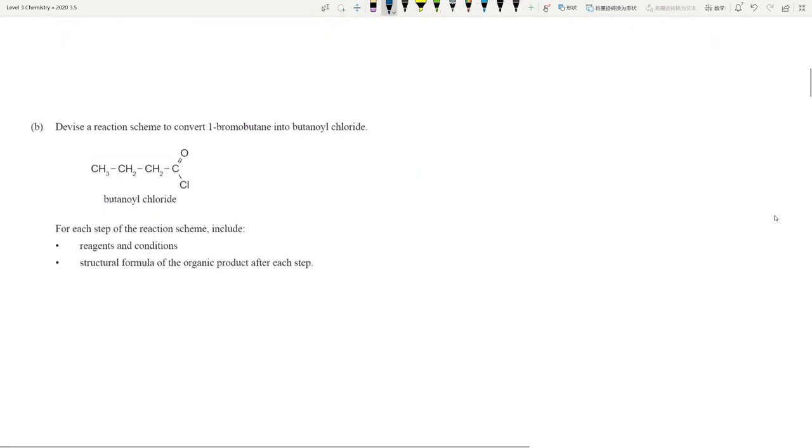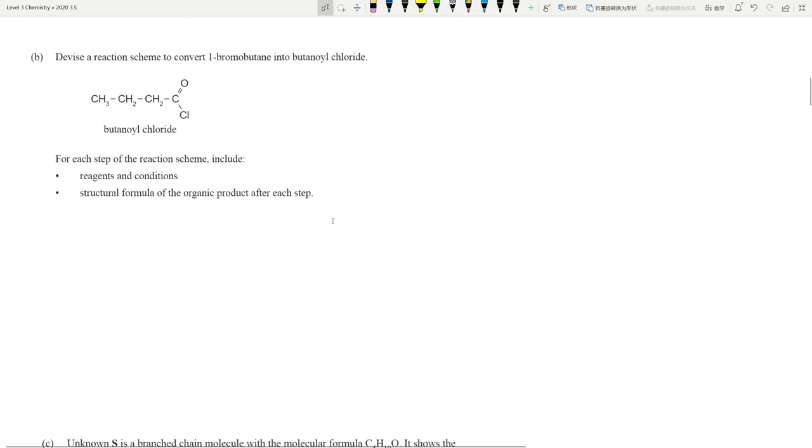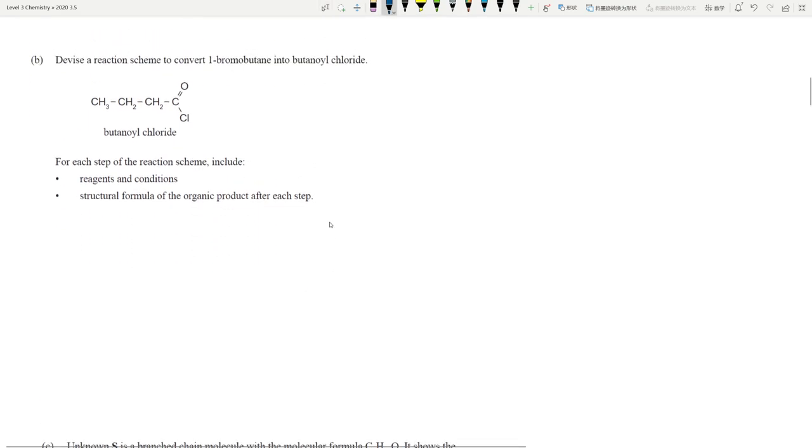Okay, next one. What are we doing here? Devise a reaction scheme to convert 1-chlorobutane to butanoyl chloride. All right, so they want you to just simply convert things. So this is my starting reagent. My starting reagent is CH3CH2CH2COCl. So this is what I meant by the naming part.